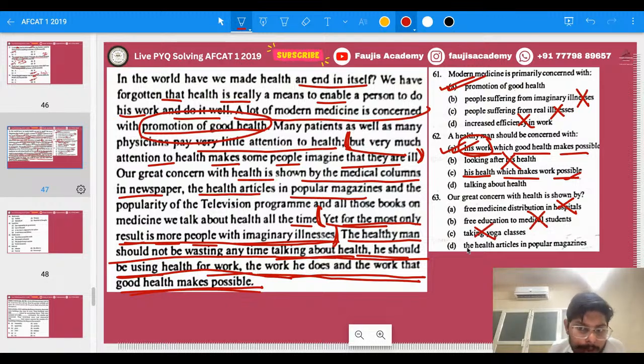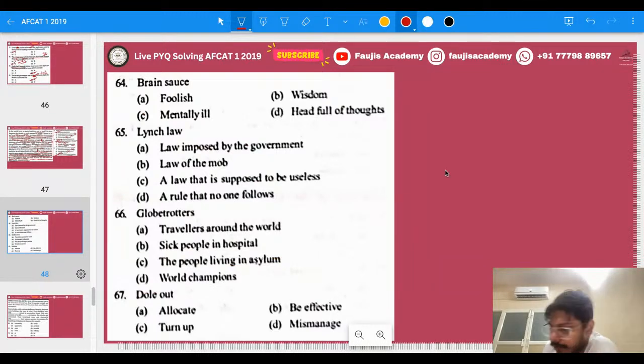Taking yoga classes, they haven't talked about that. The health articles in the popular magazines. Okay, right? This one will be the correct answer over here, guys. All right. Let's move.